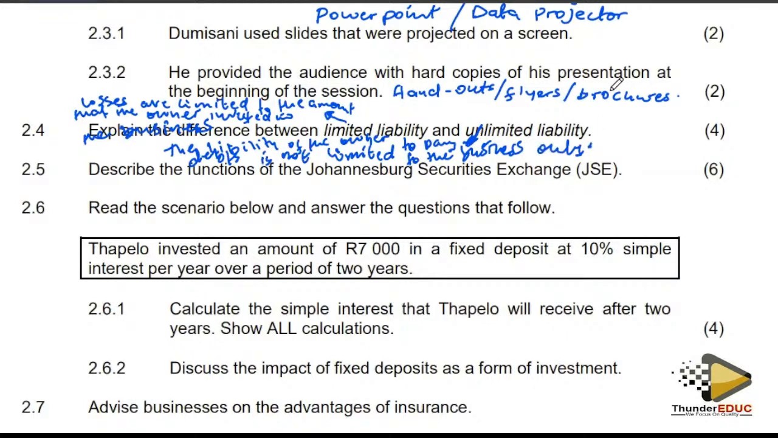Okay, right, grade 12. So now moving on to the next question. Next question we have question 2.5. 2.5 addresses the issue of the Johannesburg Stock Exchange. So describe the functions of the Johannesburg Stock Exchange.